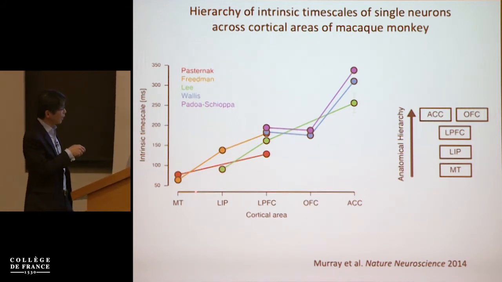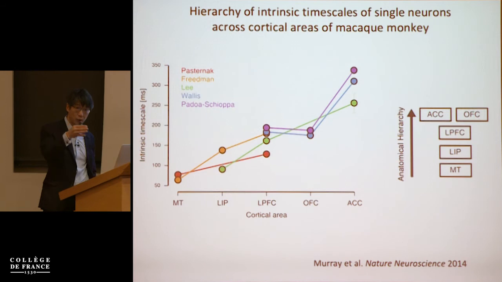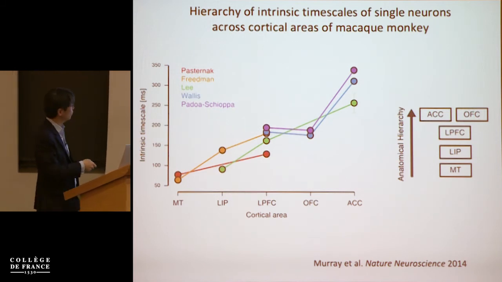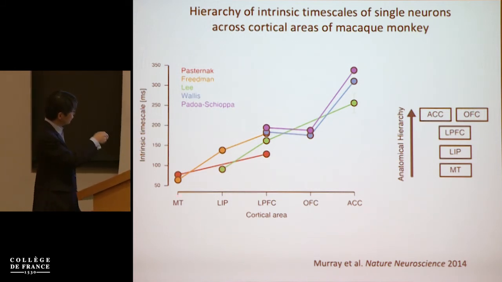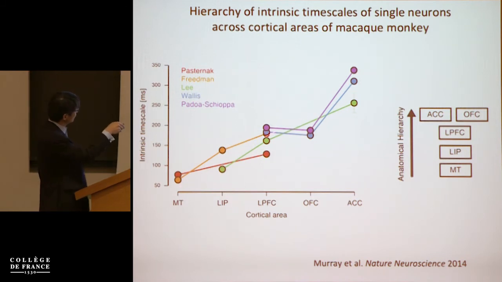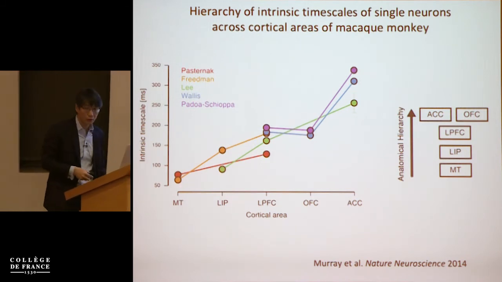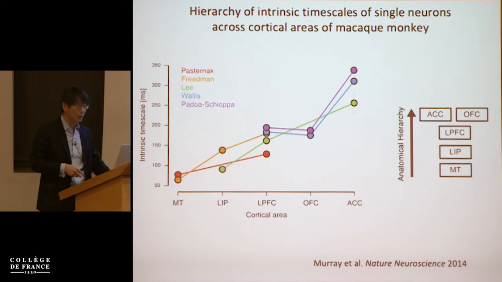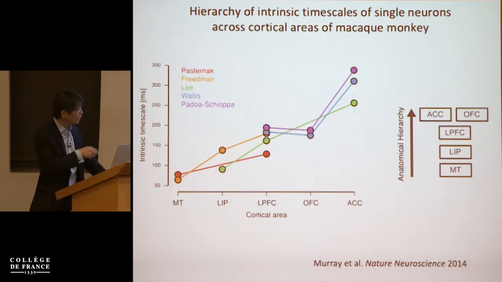And then we analyzed the time scale of fluctuations of activity during the fixation period from different cortical areas, and we have found evidence indeed that the intrinsic time constant during resting state, if you like, at the level of single units shows this hierarchy of time constants.